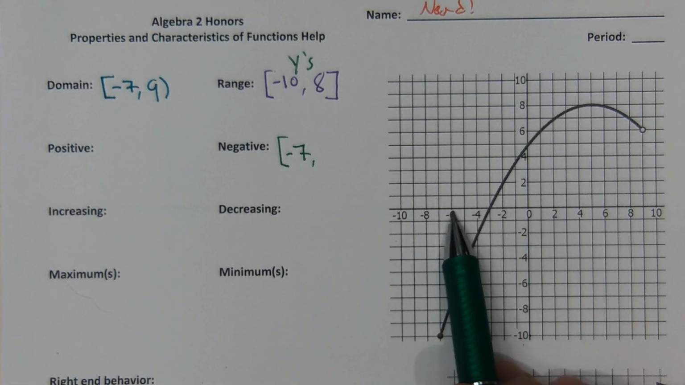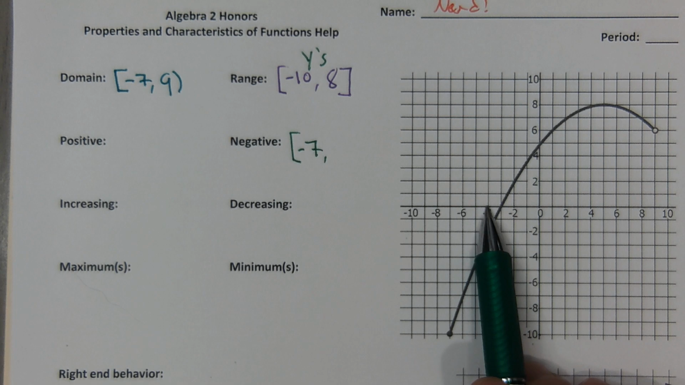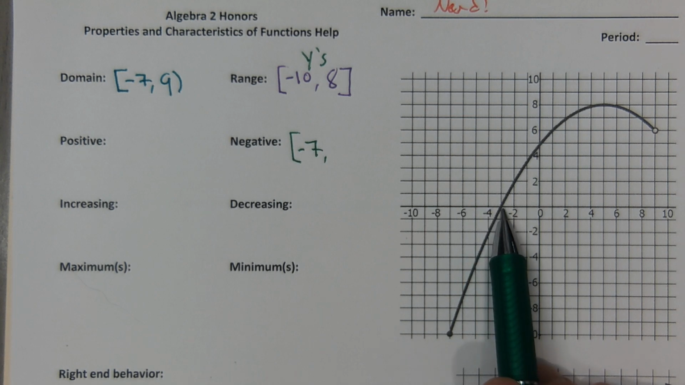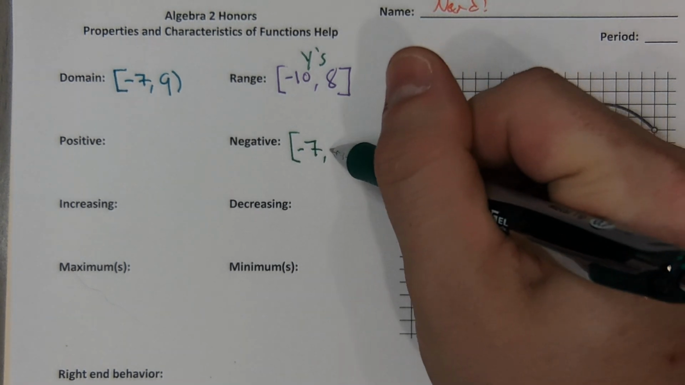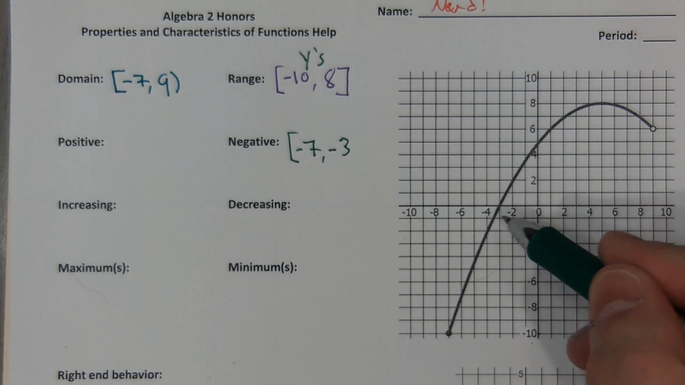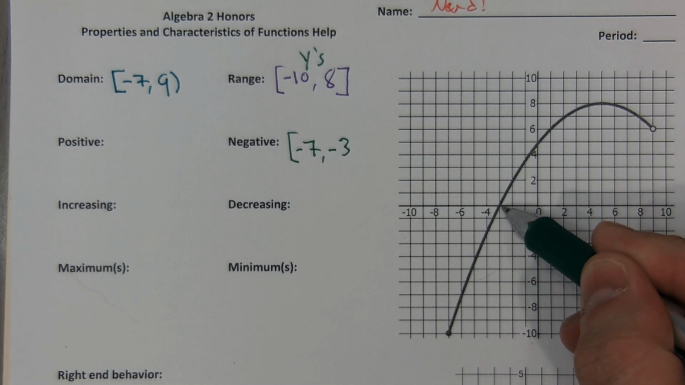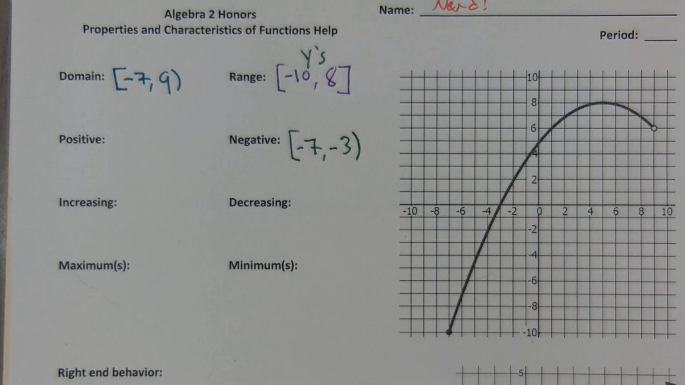And let's see when the y values stop being negative. Right there, my y value is 0. And 0 is not a negative number. So right here at x equals negative 3 is where my negative y values come to an end. And since the y value here is 0, which is neither positive nor negative, you put a parenthesis on there.